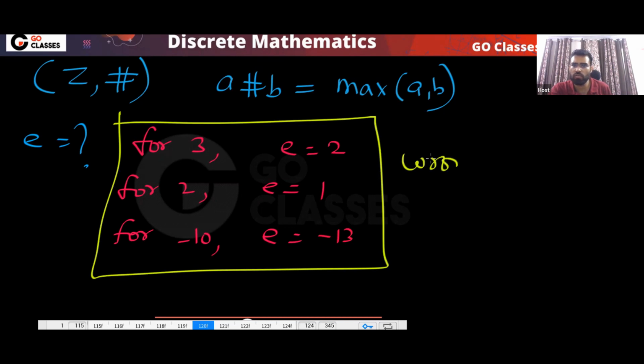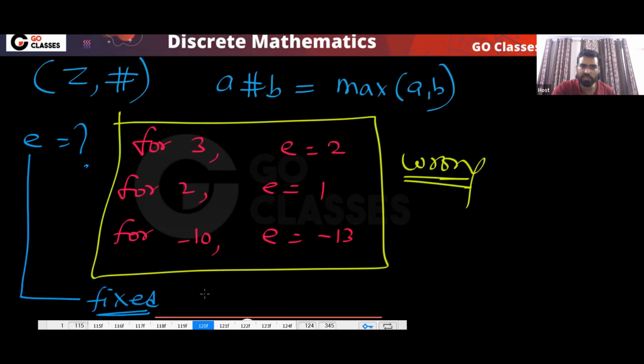This is wrong, because remember, identity element is fixed for all. This identity element is fixed for all. For all elements, this should be fixed. So whatever element you give me, that should work with all. So this is the idea: identity element is fixed for all. So this logic is wrong. Don't apply this logic.